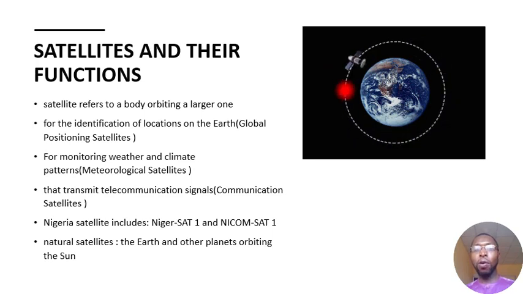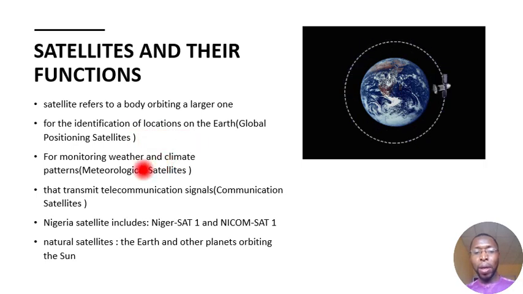So satellites are of two types: the artificial one, that is the one made by man, and the natural one. The natural ones are actually the Earth and other planets orbiting the Sun. But we shall be focusing on the artificial one, which has different functions based on its purpose. We have the global positioning satellite. That one is for identification of location on the Earth.